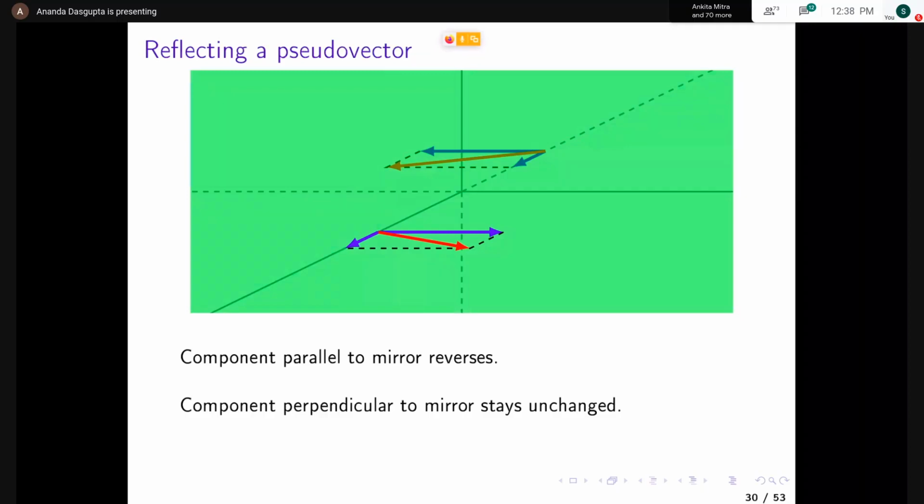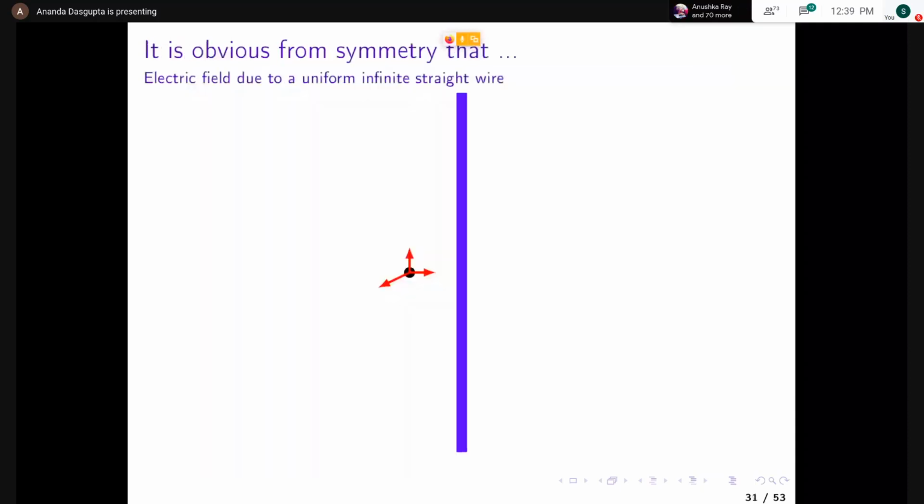Okay, now, having said this, let us quickly answer the question that I raised at the beginning of this section, which is, why are two opposite things obvious from symmetry? So this electric field due to a uniform straight wire.